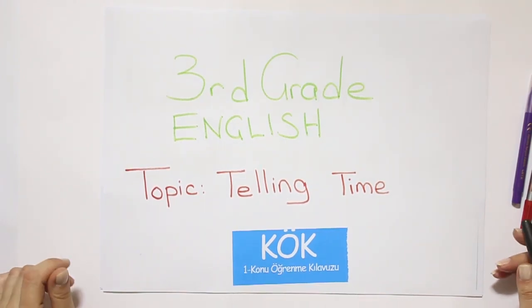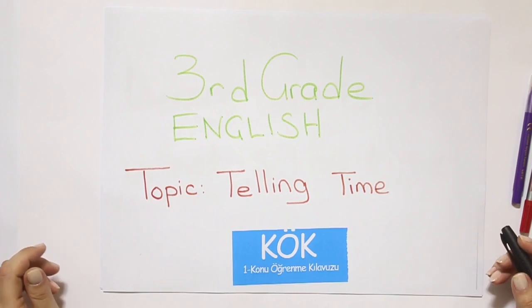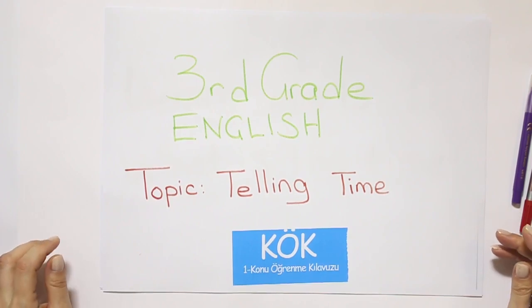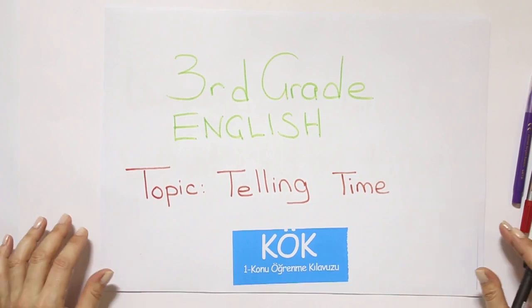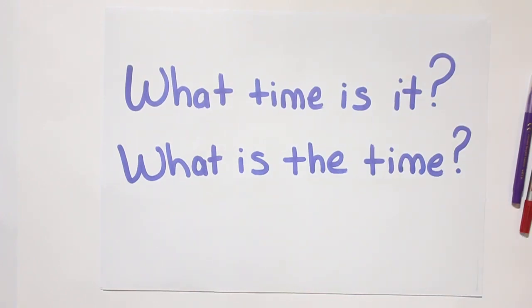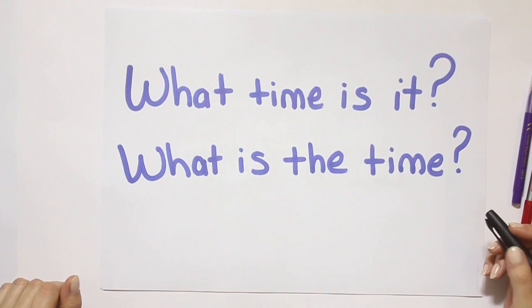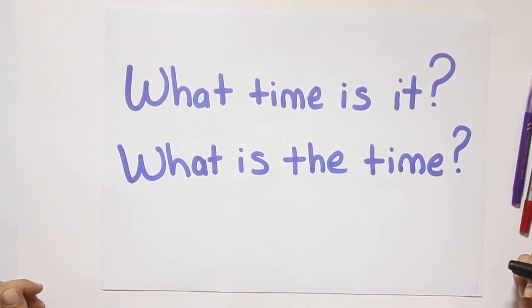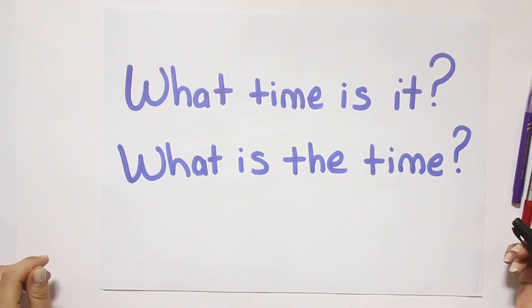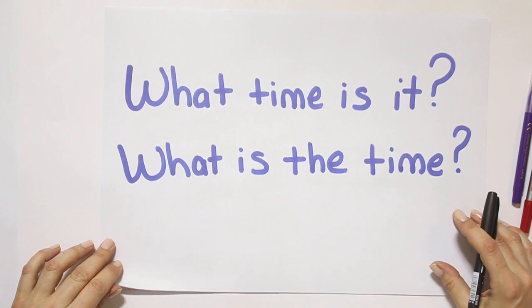Hello everybody, this video is for 3rd grade. In this video we will learn how to tell time and ask and answer questions about time. We use the phrases what time is it or what is the time to learn the time of the day. You can use whichever one you would like to, as they both have the same meaning.